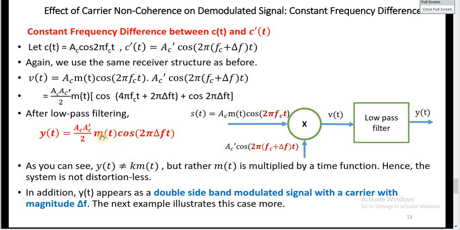In addition, this y of t appears as a double sideband modulated signal with a carrier frequency delta f. So, y of t equals m of t cosine 2 pi delta f t. So, delta f appears as the new carrier frequency for m of t. This is a type of distortion resulting from failing to maintain synchronism between the transmitting and receiving carrier frequencies.